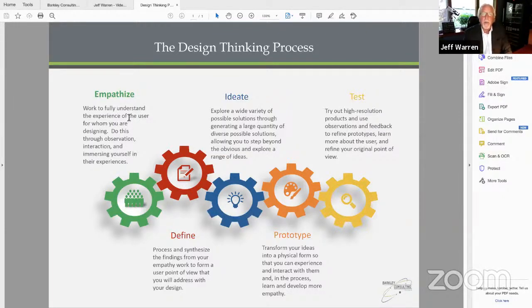So empathy is step one. What's in the heads and the hearts of the people you're designing for? Once you have that, we move to step two, which is define. Now that I know that, what's the real problem that I have to solve?